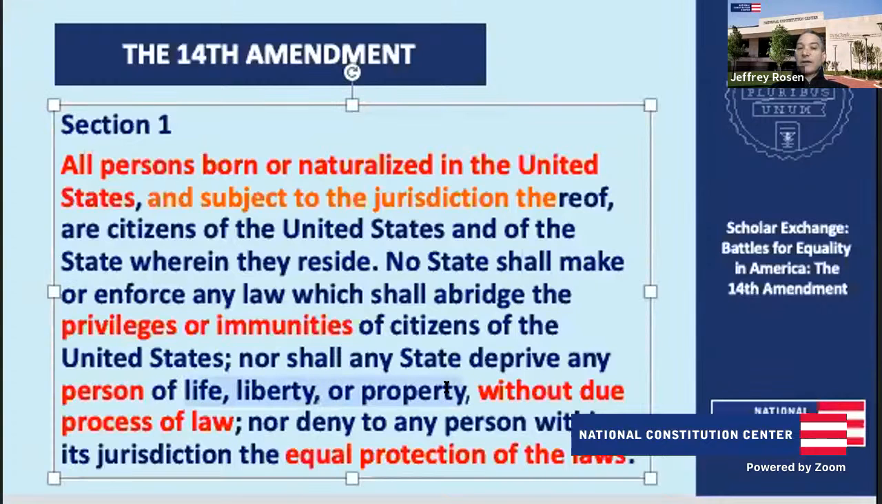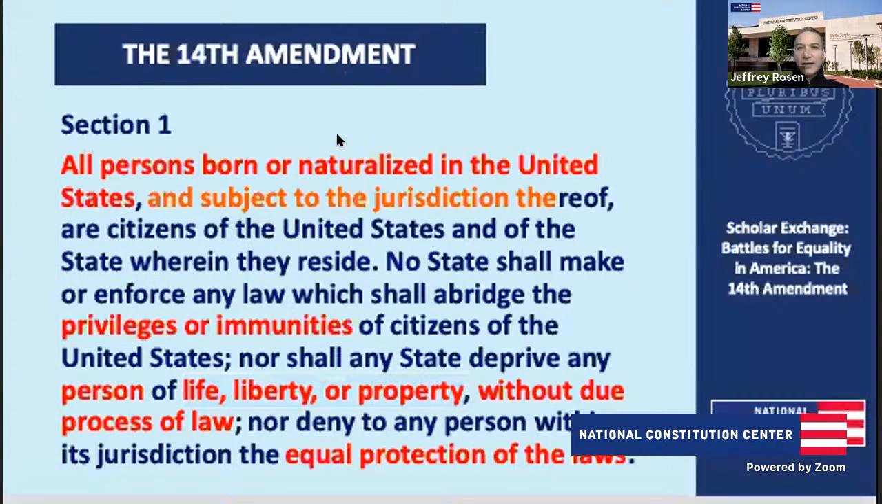And then we come to the final clause, nor deny to any person within its jurisdiction the equal protection of the law. That's called the Equal Protection Clause, and that's the one we're really going to focus on today, because it's the clause that guarantees equal protection, equality, and it's guaranteed to all persons, citizens and non-citizens alike. So what does equal protection mean?